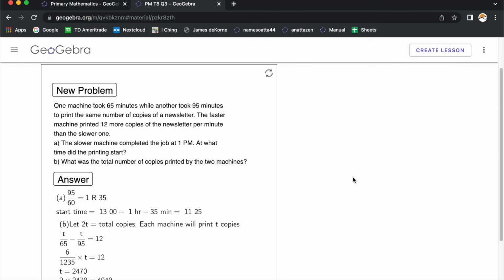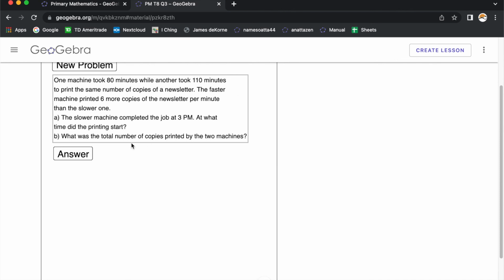So it's practice time now. Go to the link that is given below. You get to this site. This is the problem that we have just solved. Click on the new problem button. You'll get a new set of numbers to practice on. Just make sure that you can solve the entire problem all by yourself.